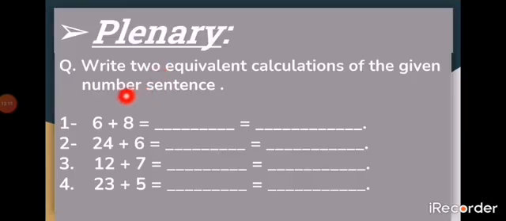Now plenary, write two equivalent calculations of the given sentences. Now I have written some sentences here and you will help me out to find out the equivalent calculations of these digital addition sentences. First one is 6 plus 8. So the simple way is to add them first, to get the answer.